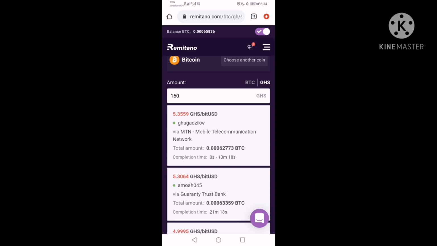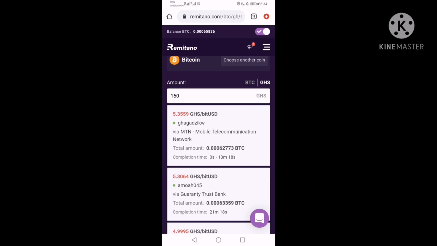Remitano serves as an escrow agent who holds your Bitcoin, allows the buyer who wants to buy it to send you the money into your mobile money wallet, and then when you receive the money, you can press on I have received before they now send your Bitcoin to the person. So should the person not send the money within a 30 minutes time frame, your Bitcoin will be sent back to your wallet.